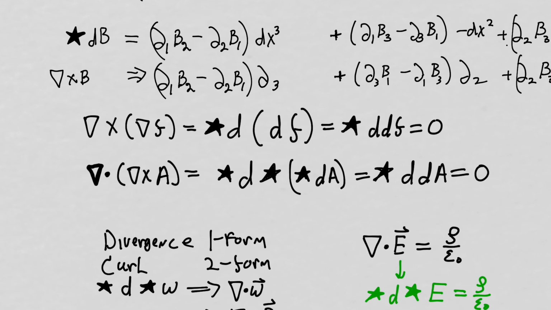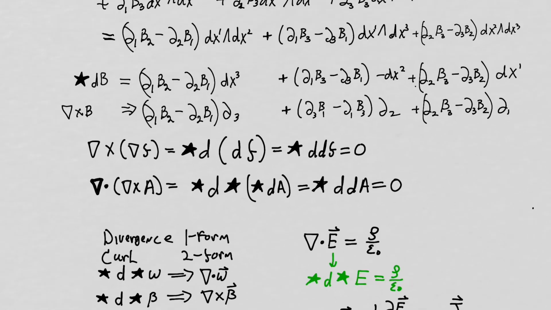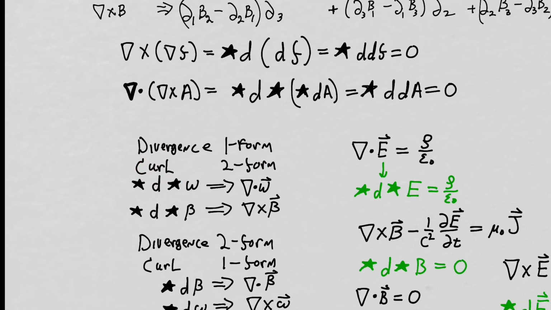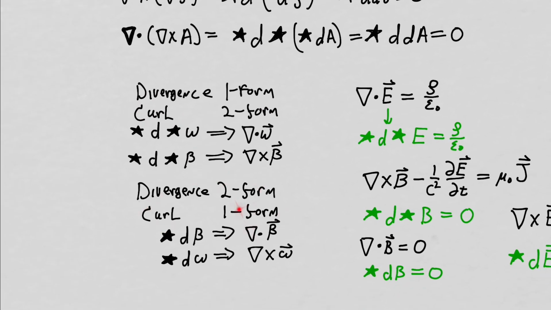Okay, so what next? So next we need to do this process for two-forms. And what we're going to learn is that the divergence of a one-form has the same structure as the curl of a two-form. The curl of a one-form has the same structure as the divergence of a two-form.